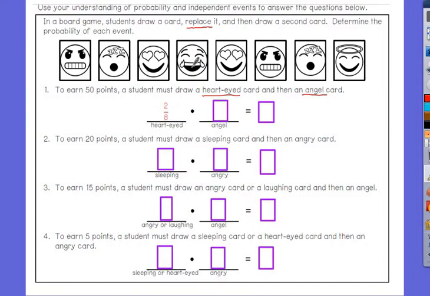Okay, I replaced that card that I drew. So are there still 8 in my next draw? Yes. How many angels could be drawn? 1 out of 8, because I put the card back. Now to find the total probability of both things happening, we just multiply our fractions. 2 times 1 gives me 2. 8 times 8 gives me 64. Can that simplify? To 1/32. So that is my probability of drawing a heart, then an angel card.